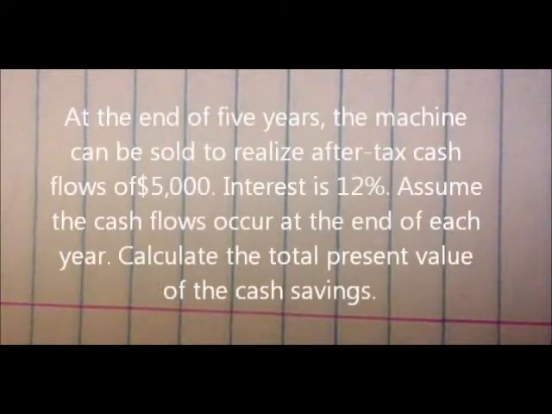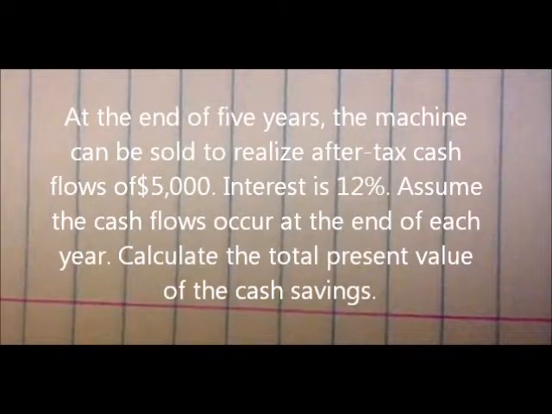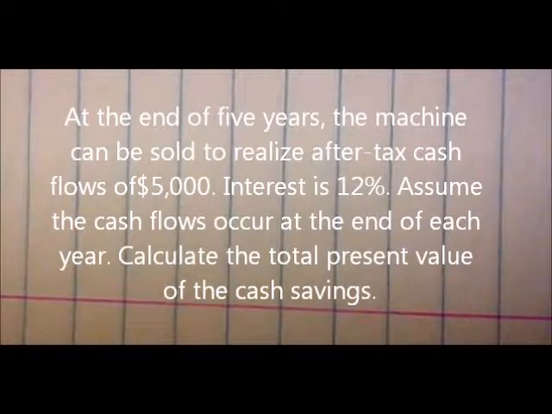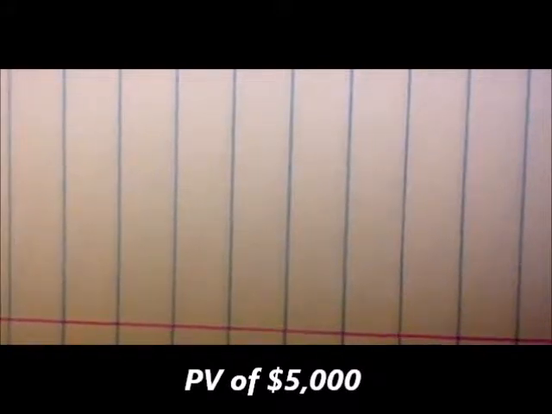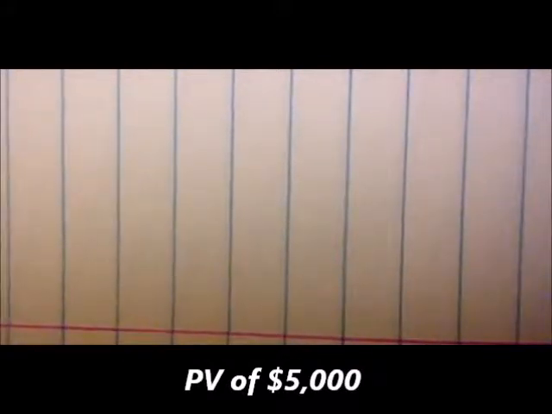Now let's move on to the second part. Now in the question it says that at the end of 5 years the machine can be sold to realize after-tax cash flows of $5,000. What that tells us is at the end of the 5-year annuity duration the machine can be sold for $5,000. So what we want to do now is we want to find the present value of that $5,000.